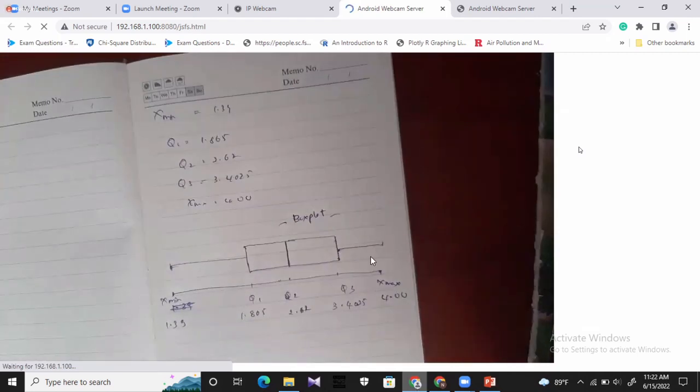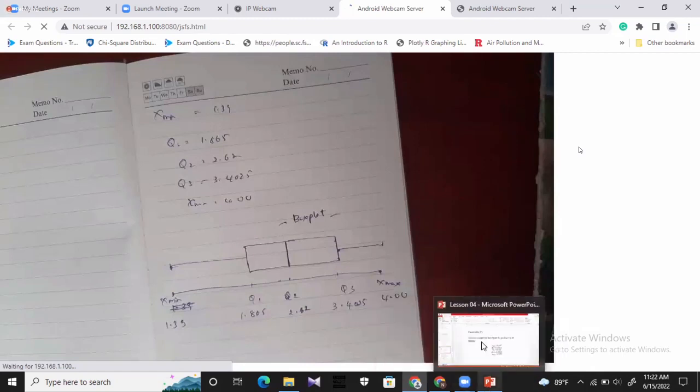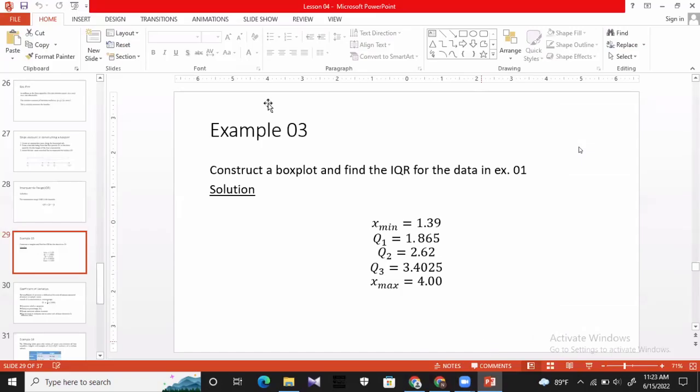Okay, is it clear, guys? How to draw a box plot if we have a data set? If you have any question regarding the box plot, please ask me. Do you have any questions, guys? Please tell me yes or no.